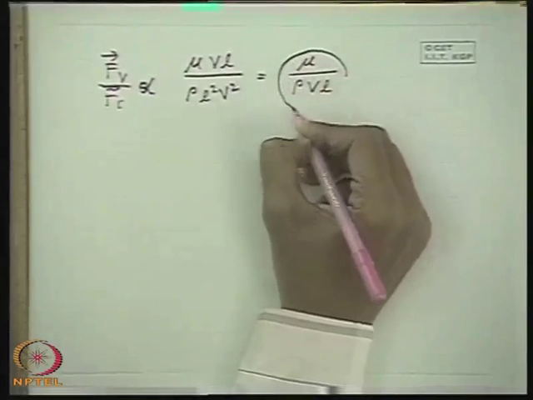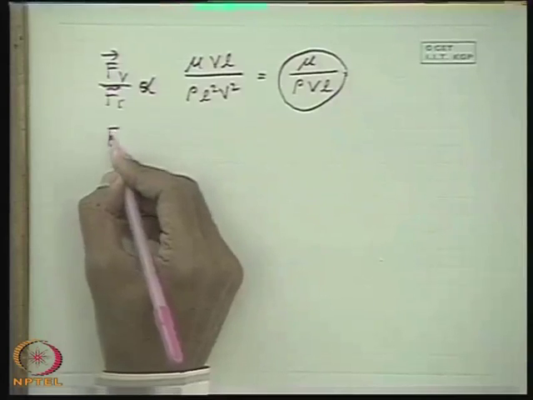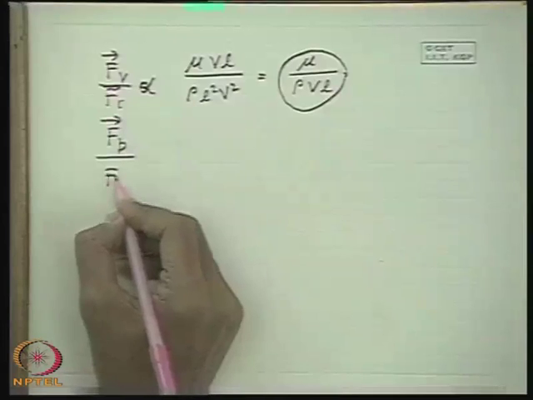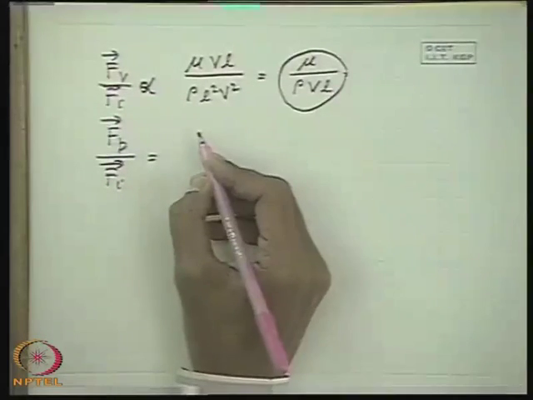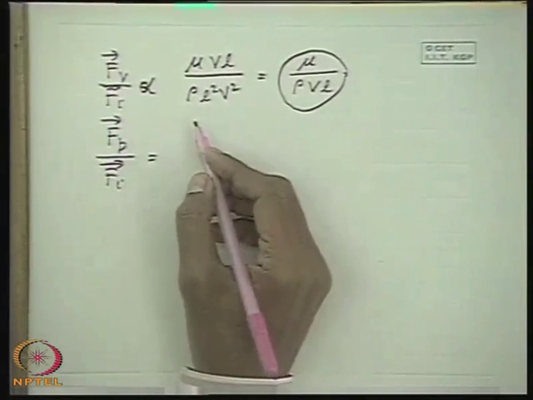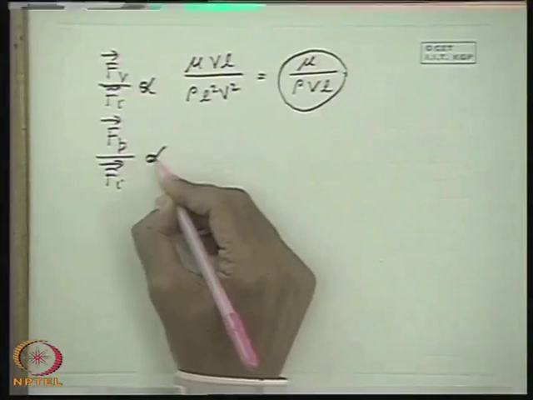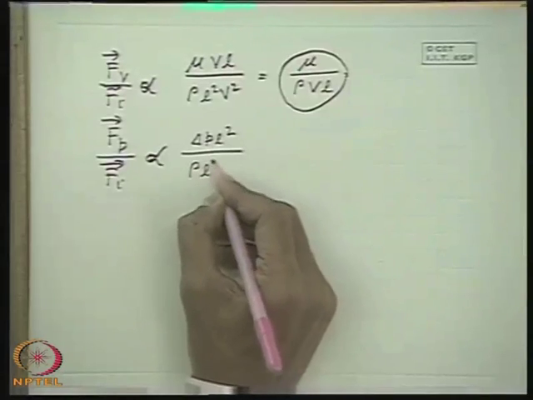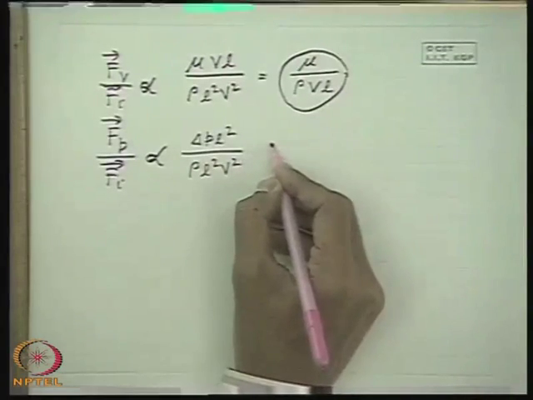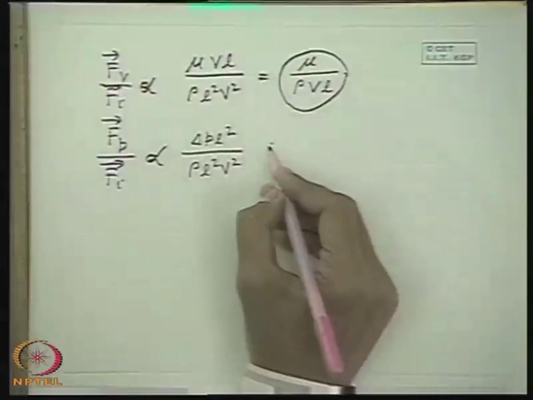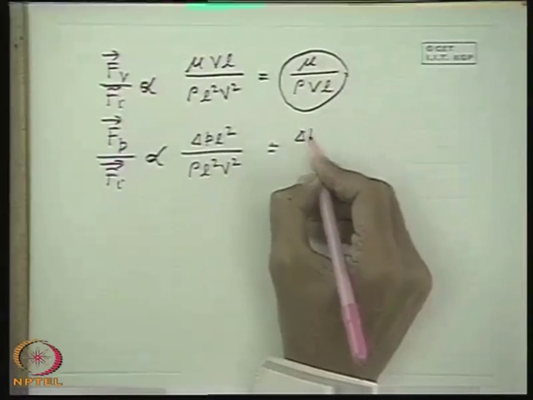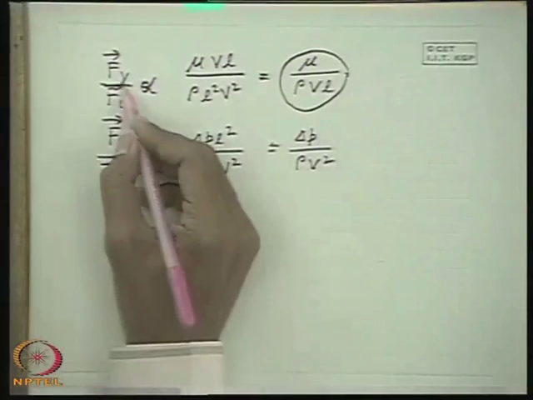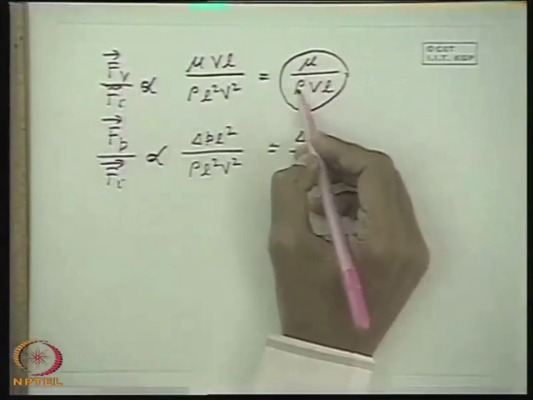So this is the ratio of viscous force to inertia force, and the other is the ratio of pressure force to inertia force. What is this ratio, pressure force to inertia force? Please tell me from your notes. Pressure force is proportional to delta P L square, and inertia force is rho L square V square. So this is proportional to, or equal to, delta P by rho V square.